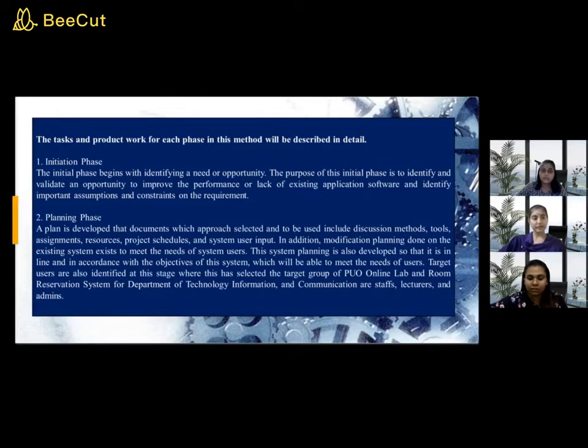Second is the planning phase. A plan is developed that documents which approach is selected and to be used, including discussion methods, tools, assignments, resources, project schedules, and system user input. In addition, modification planning is done on the existing system to meet the needs of system users. This system planning is also developed so that it is in line with the objectives of the system, which will be able to meet the needs of users. Target users are also identified at this stage, where the selected target group of the PUO online lab and room reservation system for the Department of Technology Information and Communication are staff, lecturers and admins.